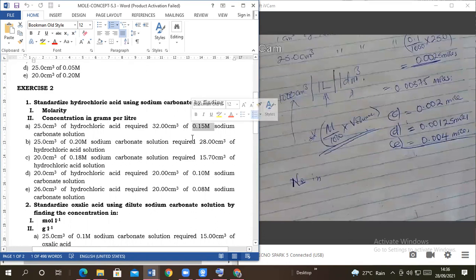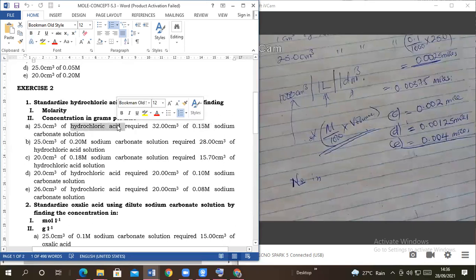So these questions should never scare you. If they say standardized, that means that for the hydrochloric acid, one of those things has not been given, either concentration in moles per liter or concentration in grams per liter. So they want you to get its molarity, one, then the concentration in grams per liter, using sodium carbonate. Now, sodium carbonate, they should have given you everything about it, either volume and the molarity. So if you are calculating this, the first thing for you to write is the equation of reaction between hydrochloric acid and what?